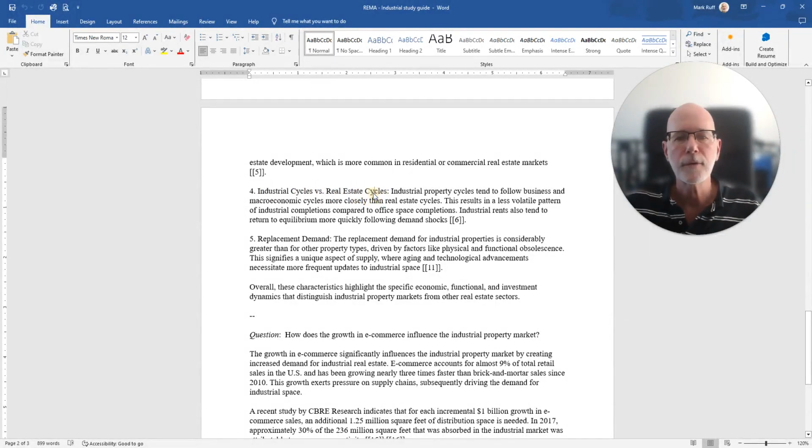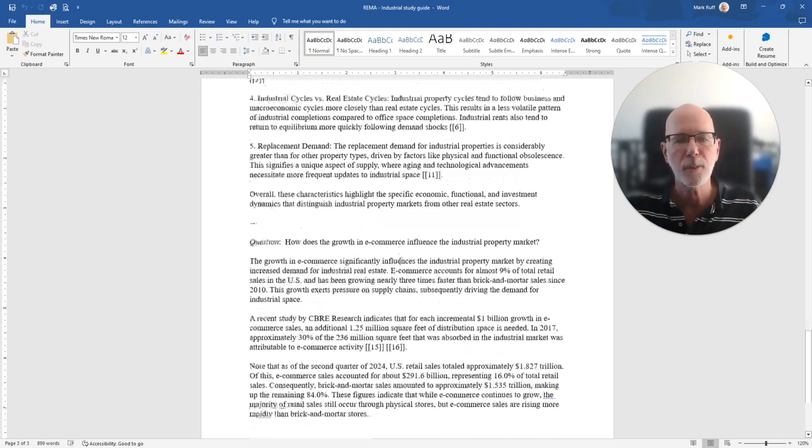Industrial cycles versus real estate cycles. The industrial product type follows the business cycle. The business cycle can be doing quite well, but then a residential real estate cycle or a retail cycle might not be doing so well. Again, industrial follows the business cycle, right? The replacement demand, that's depreciation.